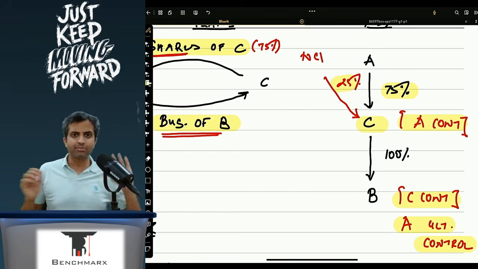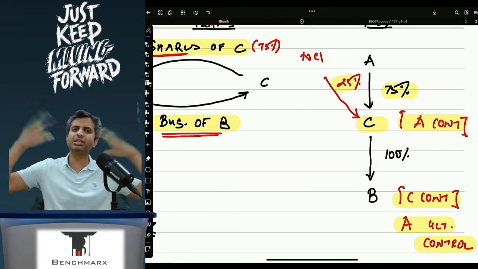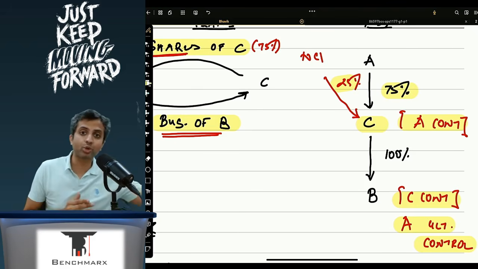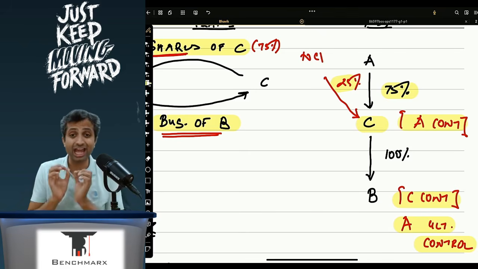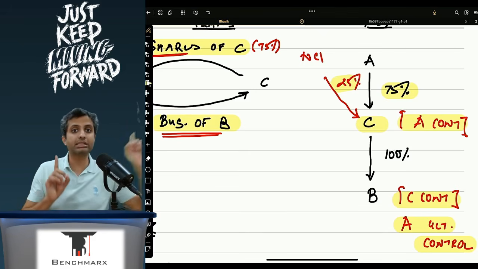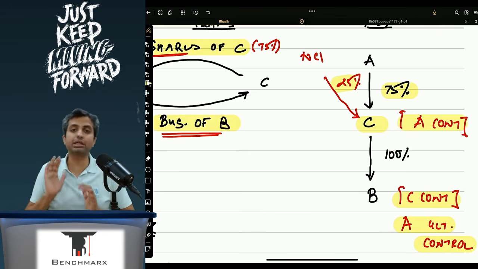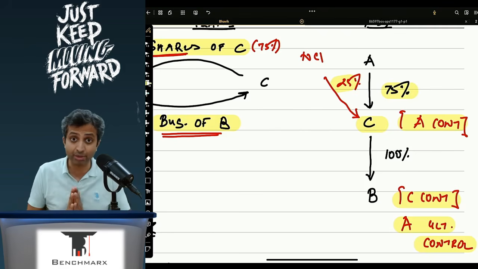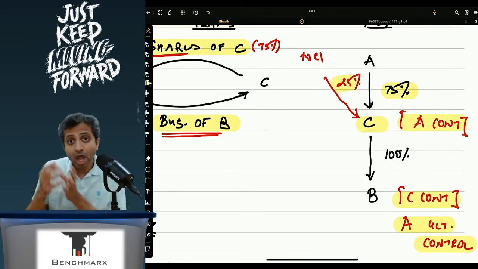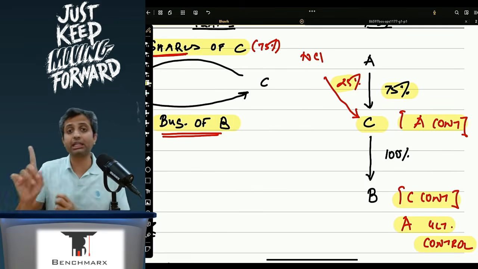Sir, how? Let's say B has net assets of 100. It distributes the entire 100. It goes to C. C distributes 100. 25 of that goes to the NCI, 75 will go to A, and hence now when A consolidates B, because it still has control, A will still consolidate 100% of B's assets and liabilities. However, A will now create a 25% NCI which has a share in the net assets of B.